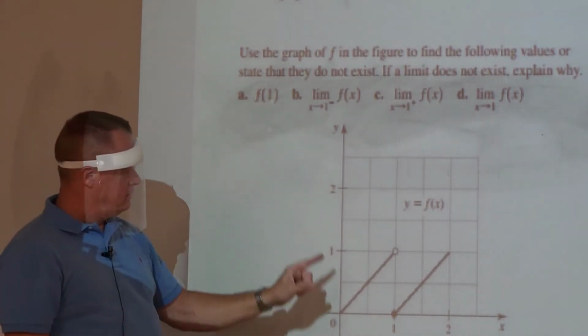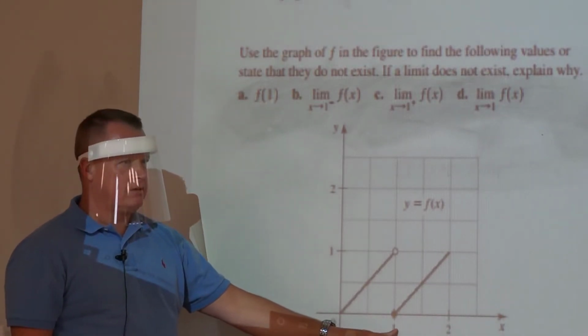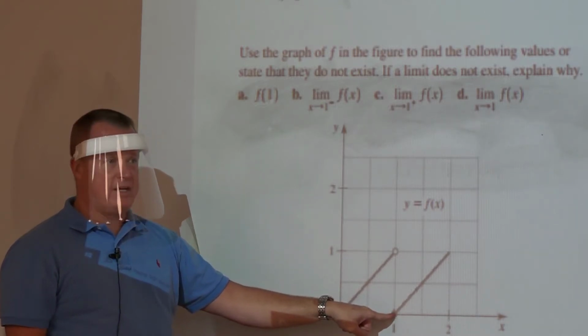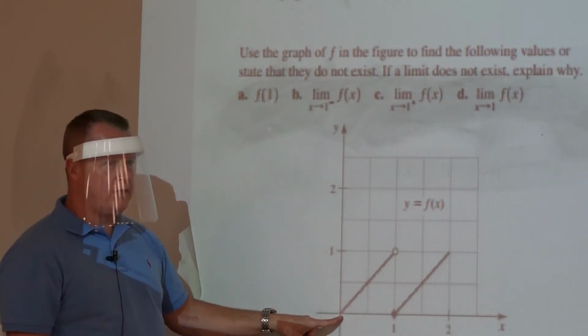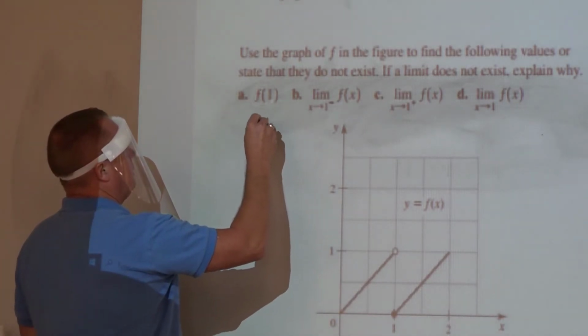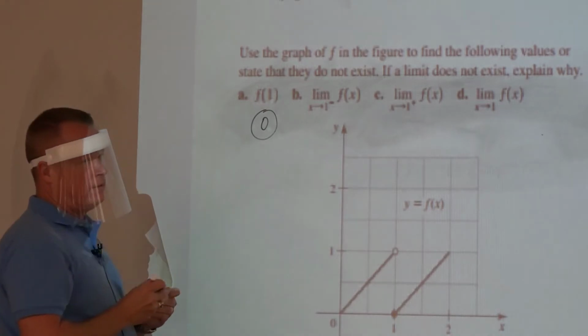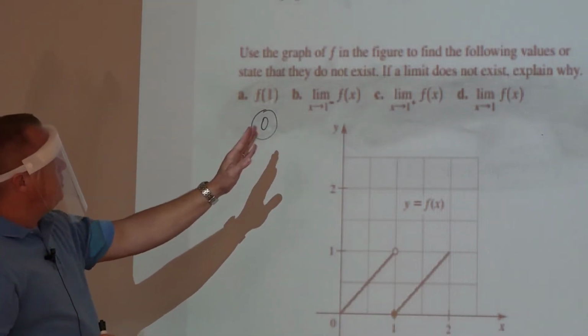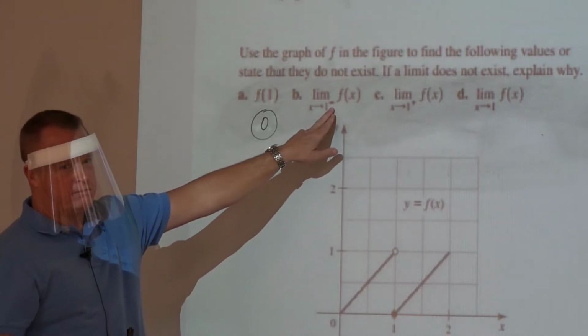It's x. X is right there. That point there is what's defined, and that is at 0. So f of 1 is 0, okay? Now, what is the limit as x approaches 1 from the left?